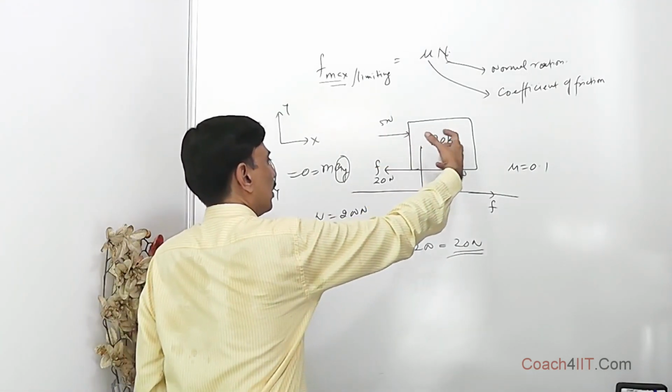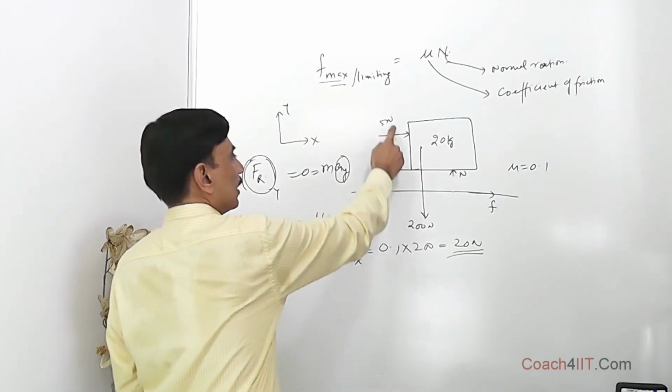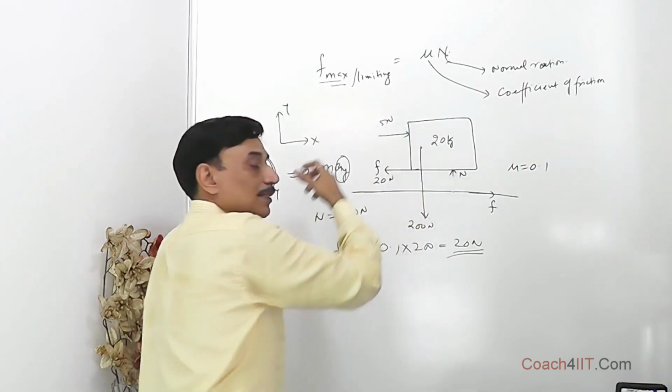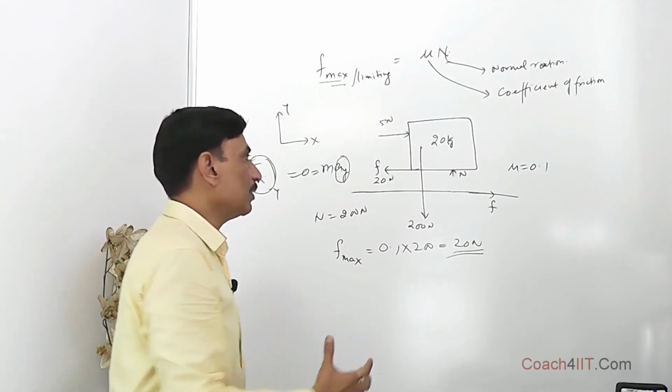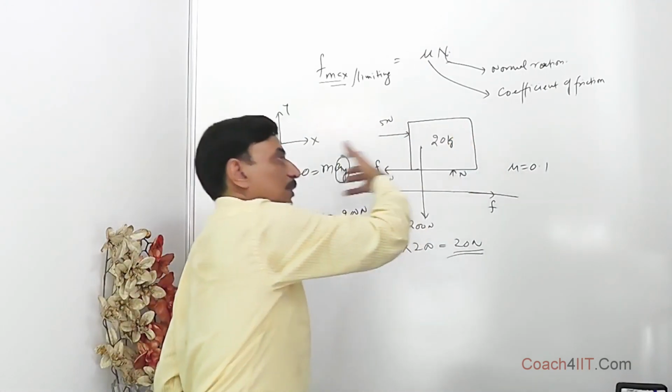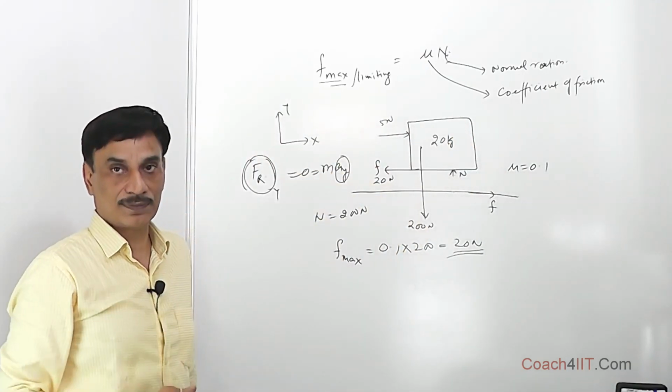So as a result, 15 Newton should be in this direction. 20 minus 5, 15 Newton, it should be in this direction. So it should mean that when we push it this way, this block should start accelerating in this direction. It doesn't happen.